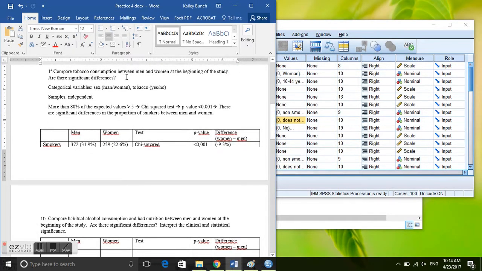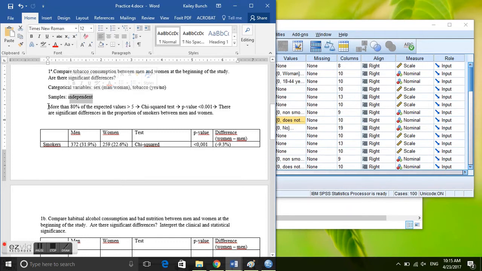Compare tobacco consumption between men and women at the beginning of the study. Are there significant differences? We have two categorical variables in this question. We have sex, which is man or woman, and tobacco smoking, yes or no. The samples are independent because they are not the same person or they are not paired.